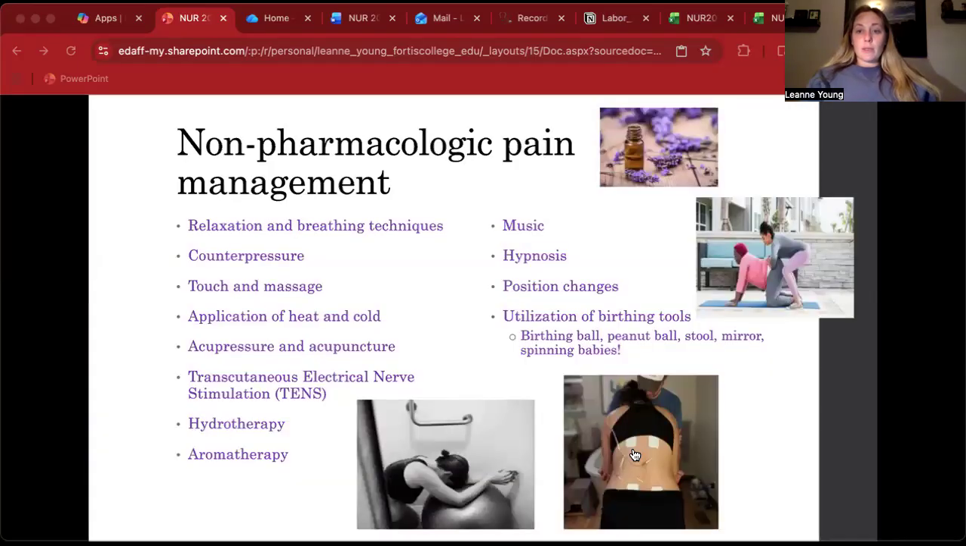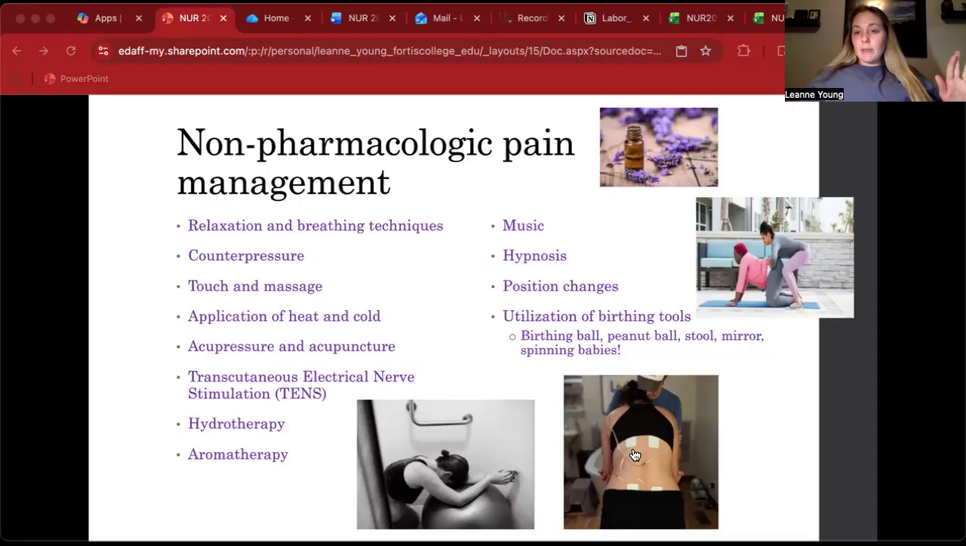So, moving on to pain management techniques. We will first talk about non-pharmacologic pain management. Obviously, relaxing and breathing techniques are huge. Okay. Talking to your patient about breathing, deep breathing, and focusing on the breath during contractions. Counter pressure would just refer to applying pressure on an alternative part of their body while someone is having a contraction, to try and distract them or help with the pain. Touch and massage is very therapeutic. Application of heat and cold, acupressure and acupuncture.